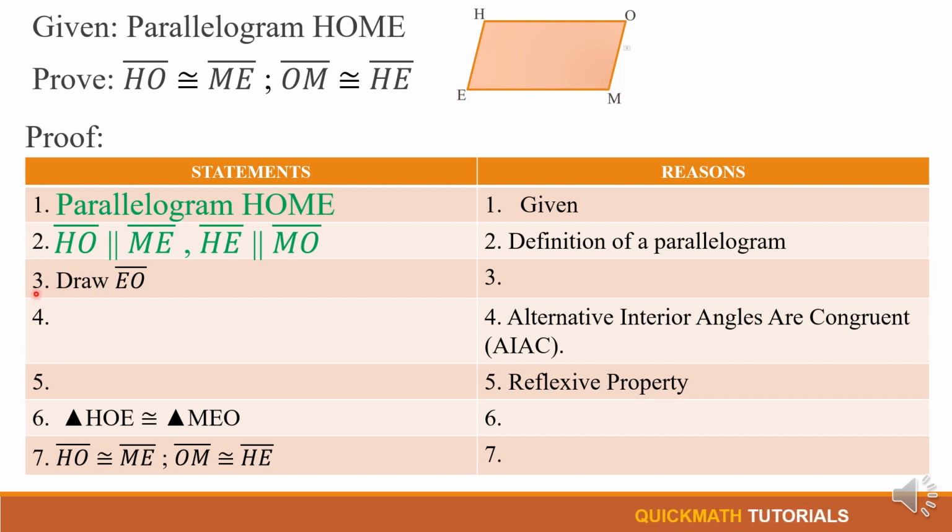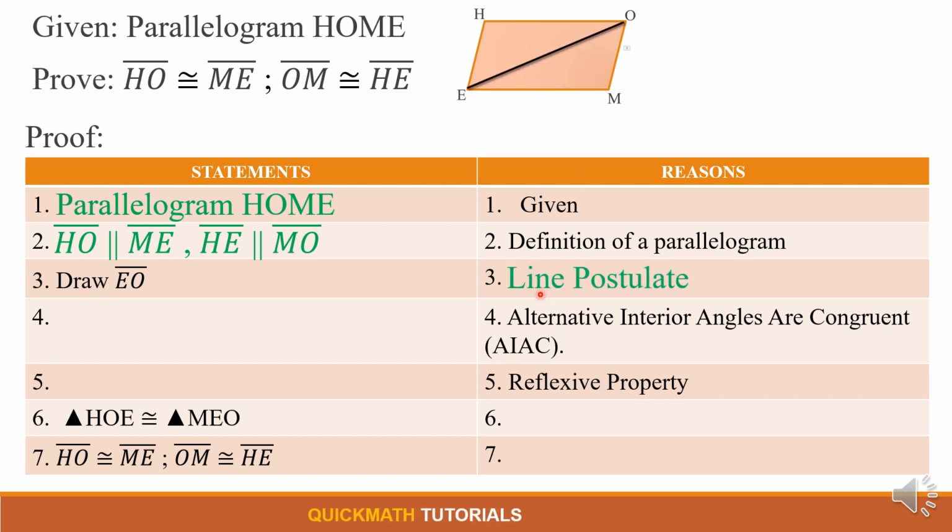For number 3, we will draw line segment EO, and the reason is the line postulate. The line postulate says a line contains at least 2 points. Since we have 2 points, point E and point O, we can draw a line. So we now have the line segment EO.